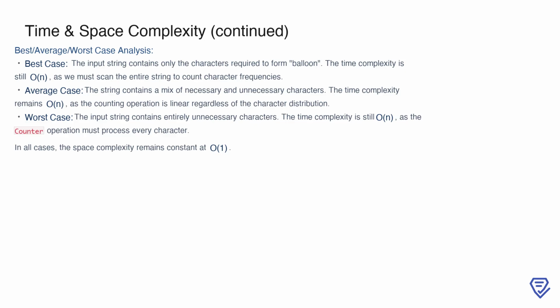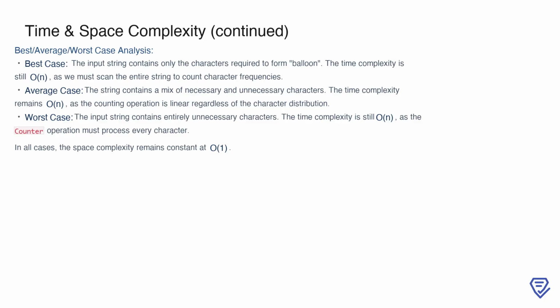Finally, let's analyze the best, average, and worst-case scenarios for the optimized approach. In the best case, the input string consists only of the characters required to form balloon. Even in this scenario, we still need to scan the entire string to count character frequencies, so the time complexity is O(N). In the average case, the string contains a mix of necessary and unnecessary characters.